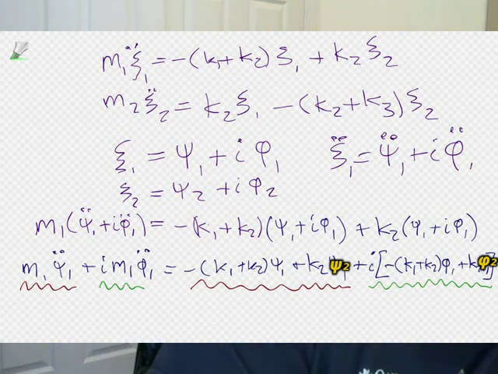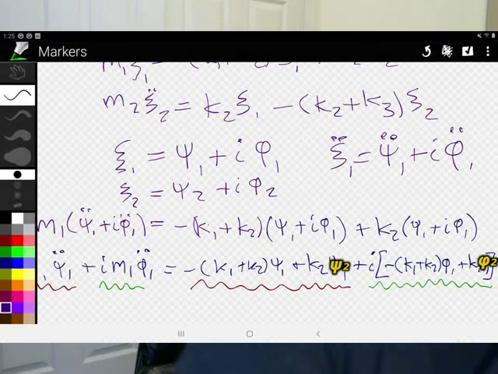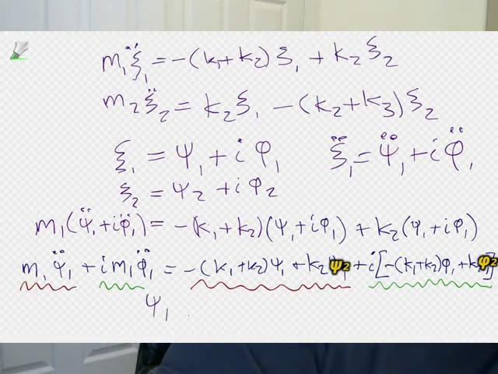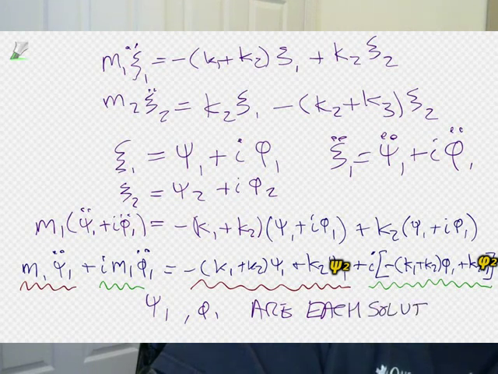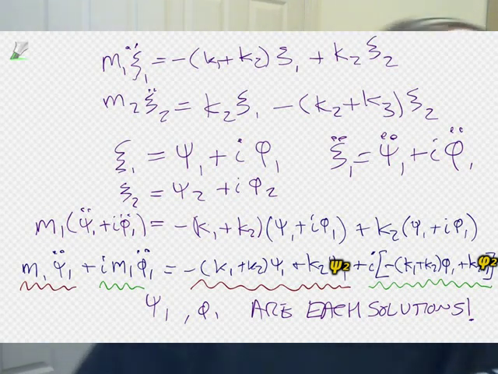Well, for the real parts to match and for the imaginary parts to match, what we need to have is that psi1 and phi1 are each solutions. Right? So psi1 is a possible solution and phi1 is a possible solution. So why am I doing this? Because I know where I'm going. Trying to get where Taylor did.